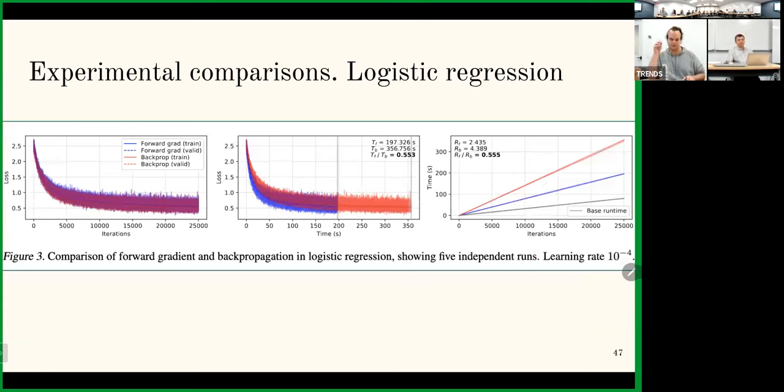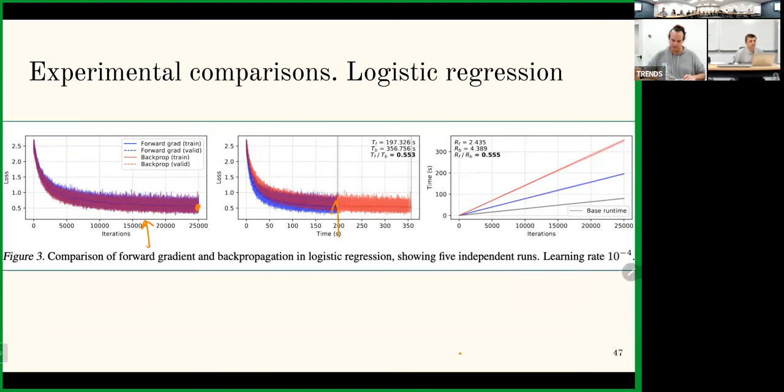So next they move to a more complex problem, the training of logistic regression, which has more variables than two. How many? I don't really know. Maybe 1,000. But anyway, what we can see here is the same picture. Both algorithms optimize the loss equally well in iterations, but forward gradient is doing it faster. And in this case, we can see that it's doing it almost twice as fast compared to backprop.